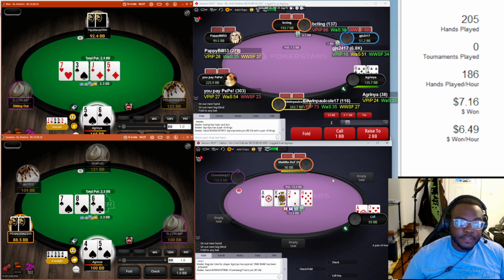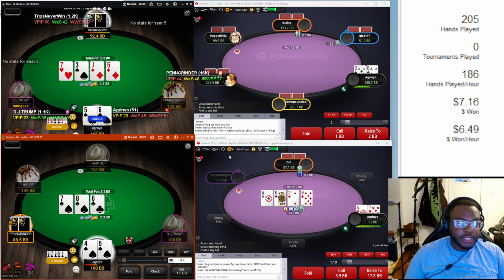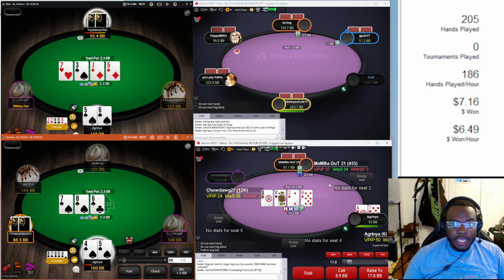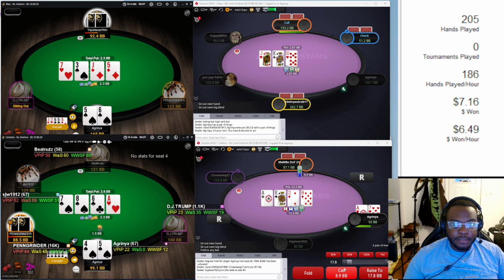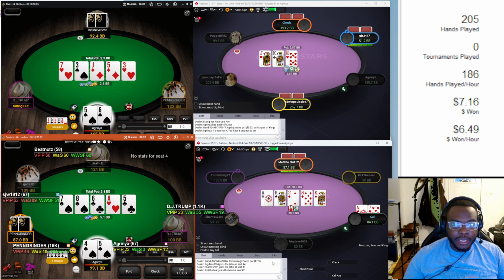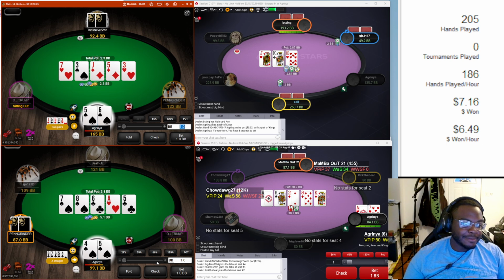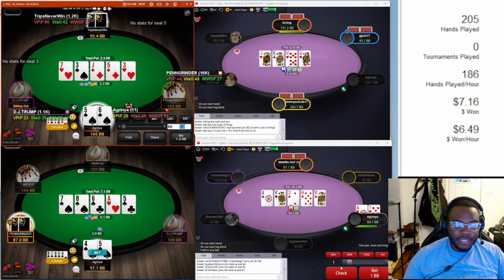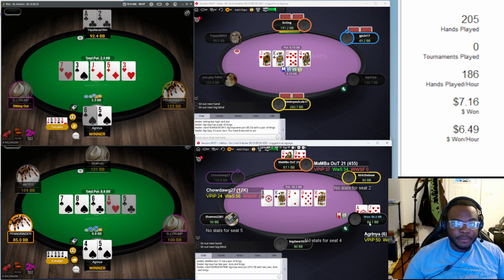Here we go again. We have Mamba out 21, an aggro fish that is barreling into us. He is loose and aggressive. Went to showdown is very low. That means he's capable of bluffing. And we're gonna call. He could be valuing a king here, and there is a king on the river. And as we said before, with a player like this being so aggressive, when they check, they're stronger than not. So we're gonna check, and we take it down. Nice.